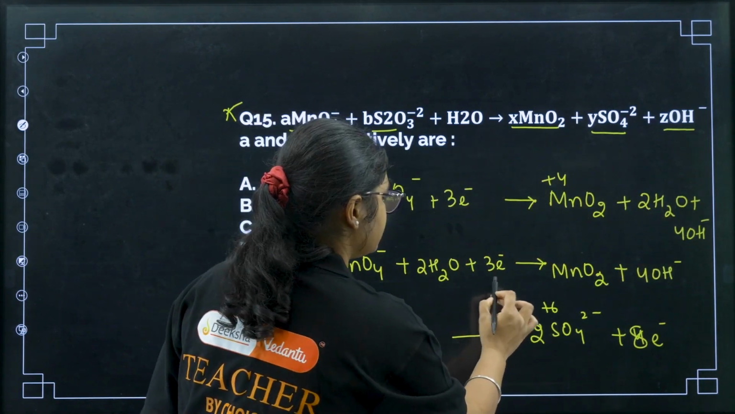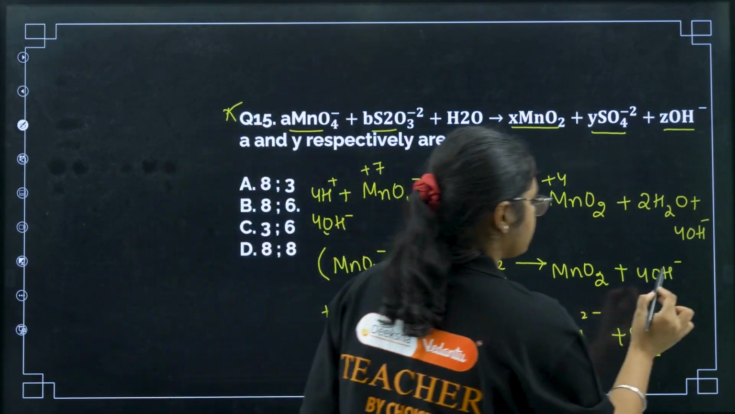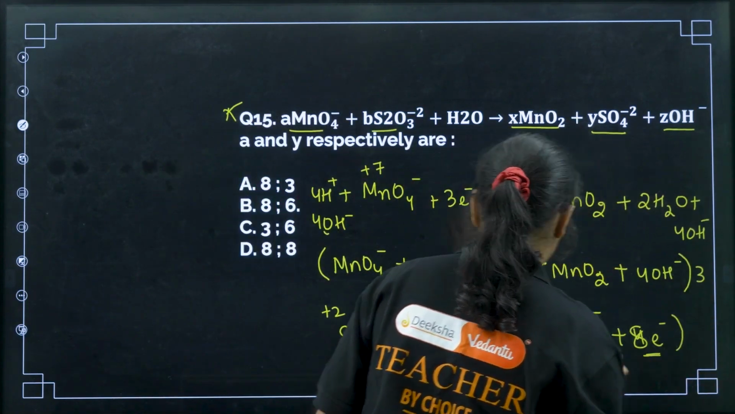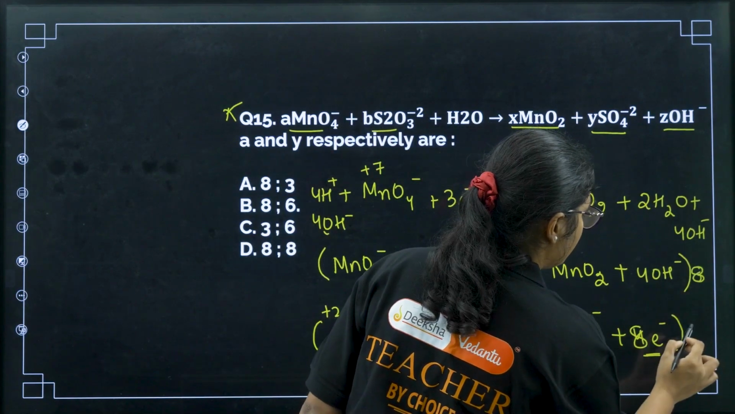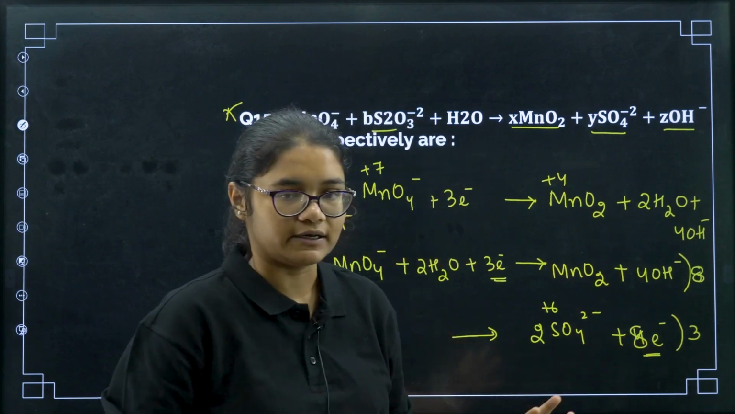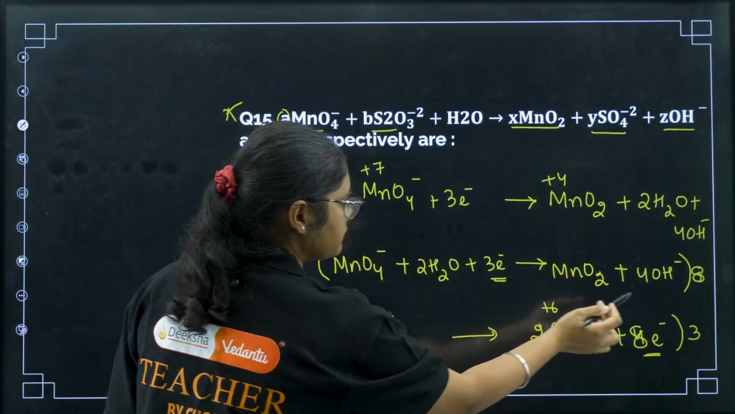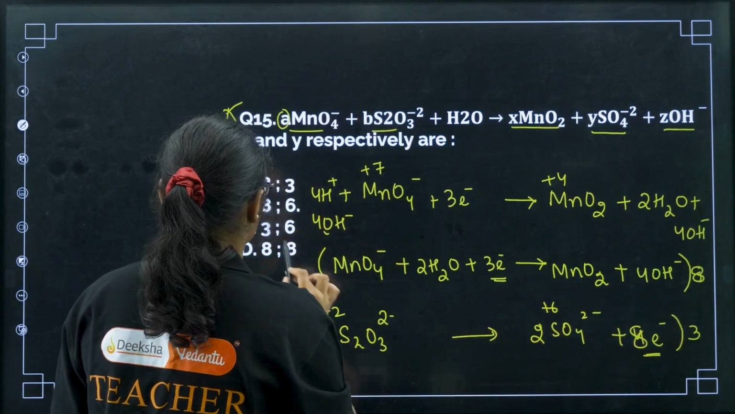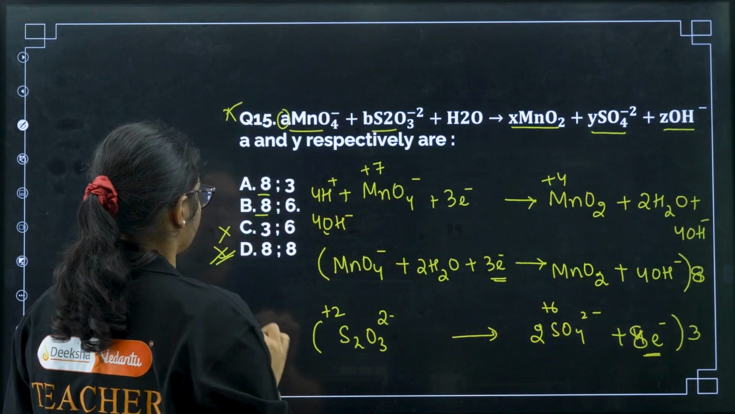So now you see here it is 3 electron and here it is 8 electron, so we need to balance it. This one should be multiplied with 8 and this one should be multiplied with 3. So 24 electrons will get cancelled. So you see A is asked, right? So A is, if you multiply, we will get 8 MnO4. So these 2 options will be there. This I can eliminate. This can also be there.